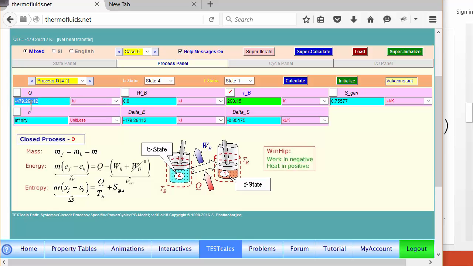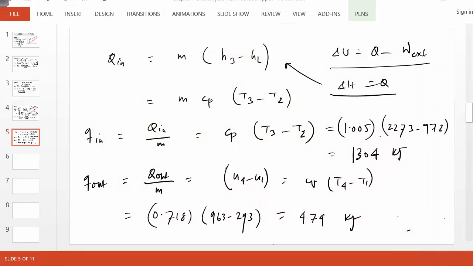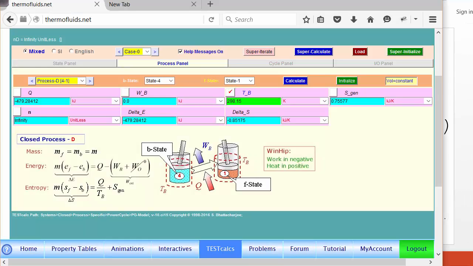Q is 479 for heat rejection, which is pretty close. This is a positive number because, by the way, the answer will be in kilojoule per kg, because this is small q, per unit mass. So this answer is pretty close to what we got through test calc, and this is also for process B. The answer was 1304 was the heat transfer, and yes, we got about 1304.